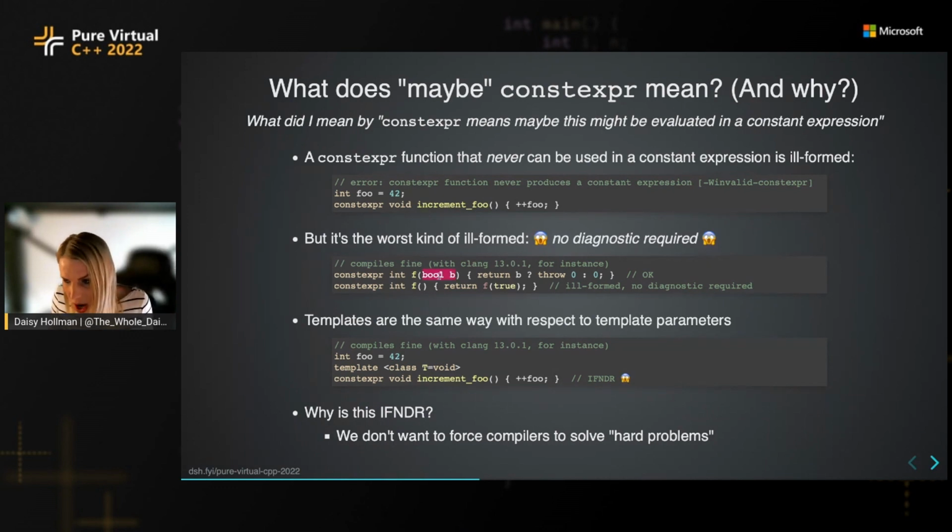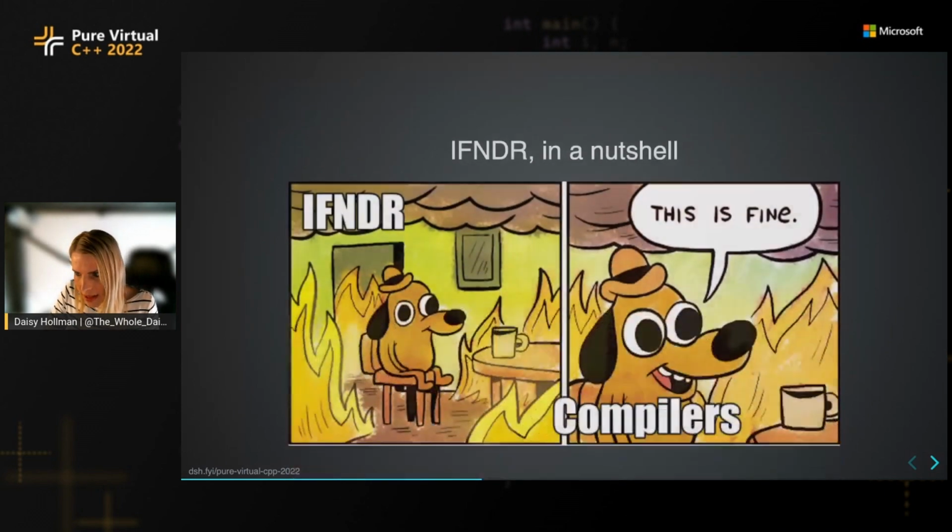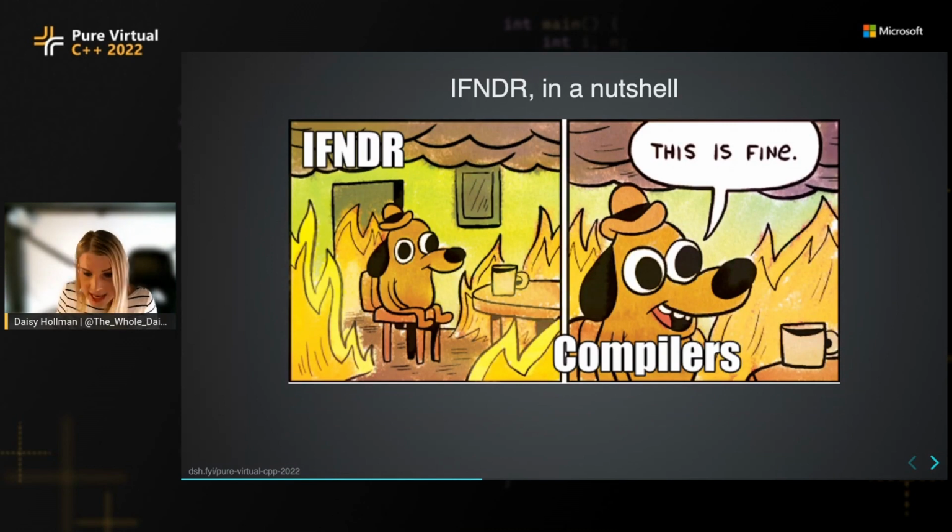without kind of exhaustively trying that? All of the integers it's tried so far, like 1 through 42, don't produce constant expressions, but maybe 43 does, right? So we don't want to force compilers to solve these inverse problems, and so we made this IFNDR in the standard. That might be changing. I'll get to that in a bit. But basically, this is the summary of how IFNDR is treated by compilers. The world's blowing up around them, and the compiler is just happy and oblivious and just lets it go.